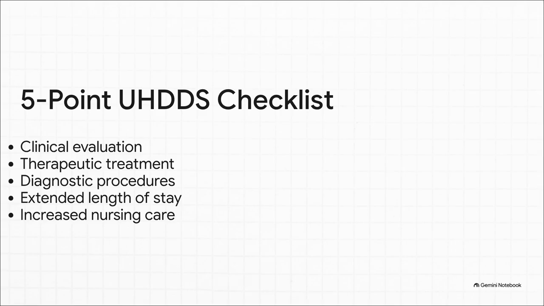For a coexisting condition to be reported on an inpatient record, it absolutely must affect patient care by requiring at least one of these 5 things: clinical evaluation, therapeutic treatment, diagnostic procedures, an extended length of hospital stay, or increased nursing care and monitoring. I literally cannot emphasize this enough. A documented condition cannot be coded unless it triggers at least one of these 5 criteria. If a condition is just casually mentioned in the patient's history but doesn't touch any of these 5 points during the current encounter, leave it off.